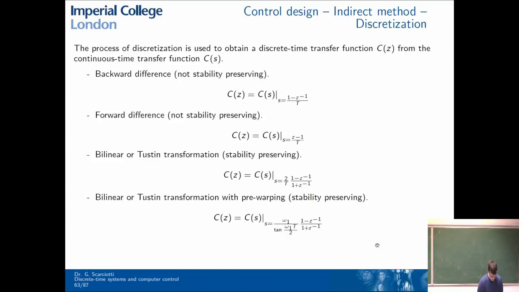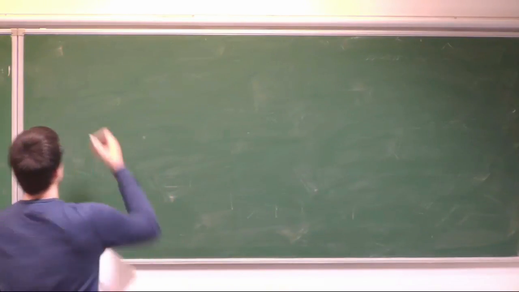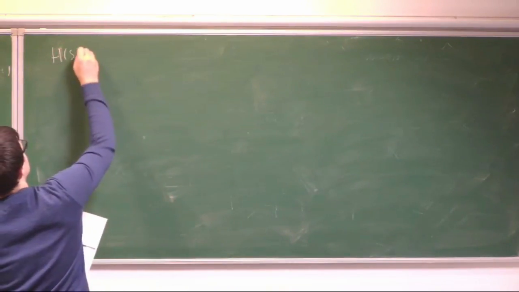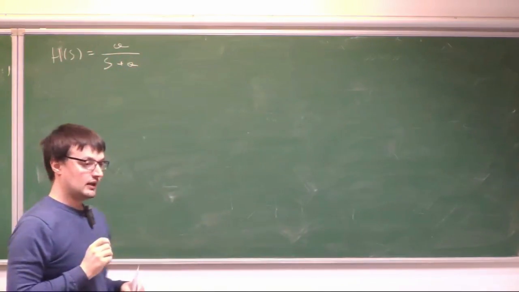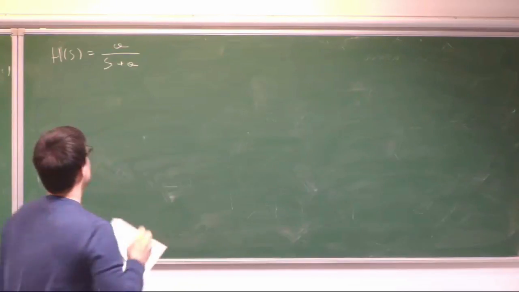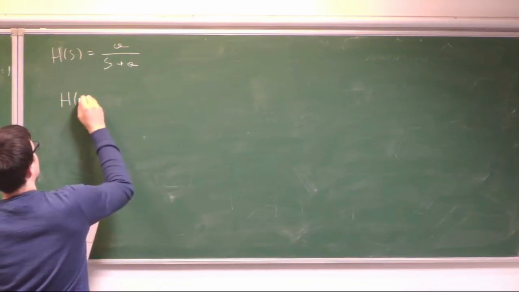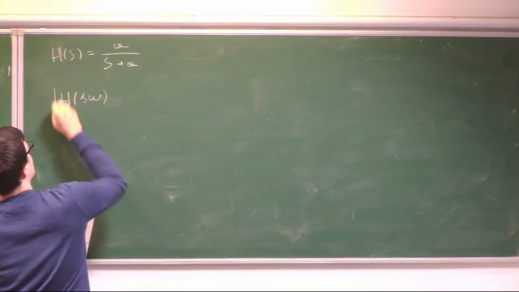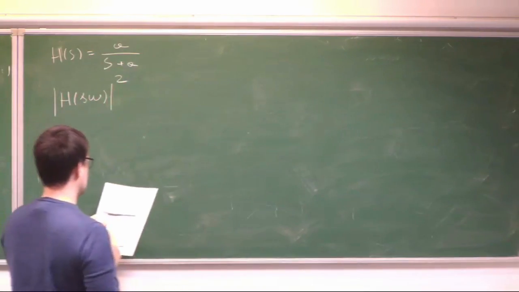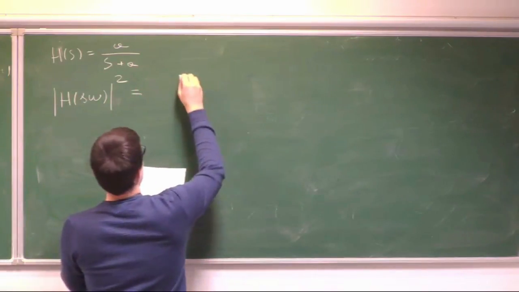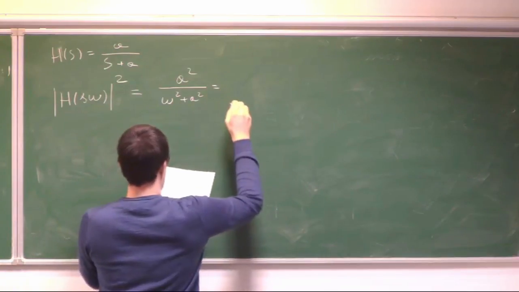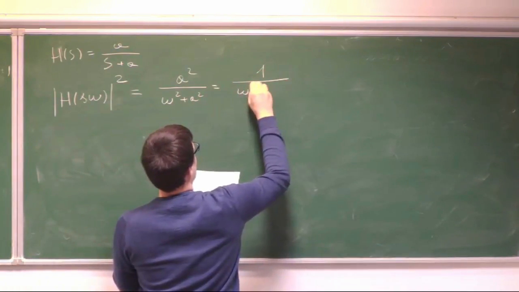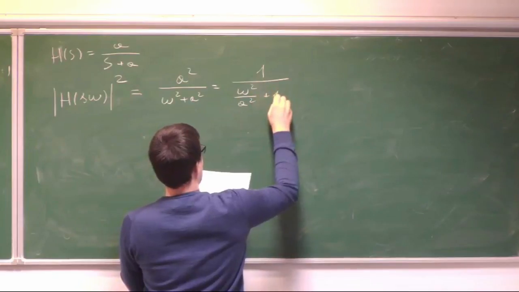So to do so, we go and we look at the board. And what we compute now is, given our H(s), so we have H(s) equal to a over s plus a, we want to compute the power of H(s). To compute the power, we have to compute the frequency response, then the absolute value, and compute the square of this value. And this is equal to a squared divided by omega squared plus a squared. And this is equal to 1 over (omega squared divided by a squared plus 1).